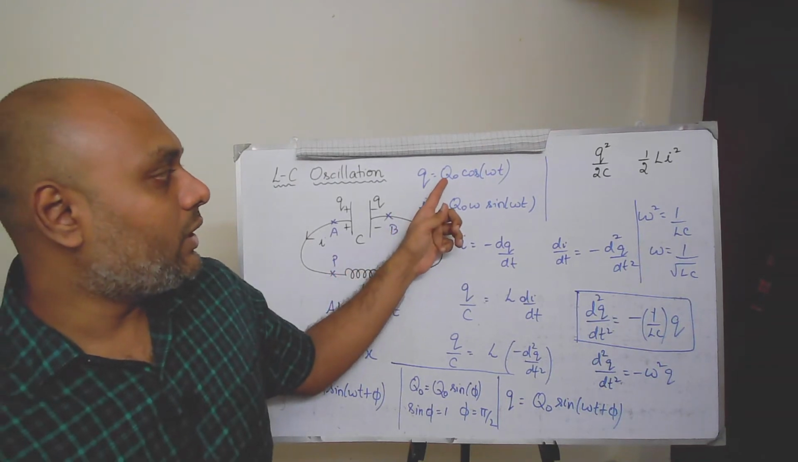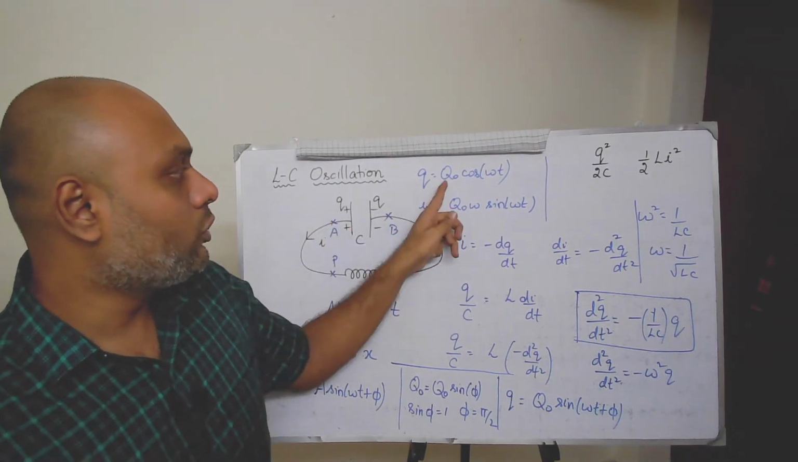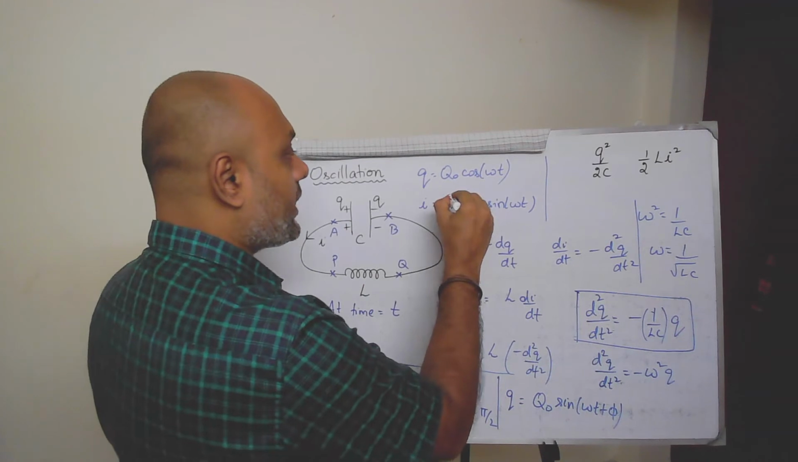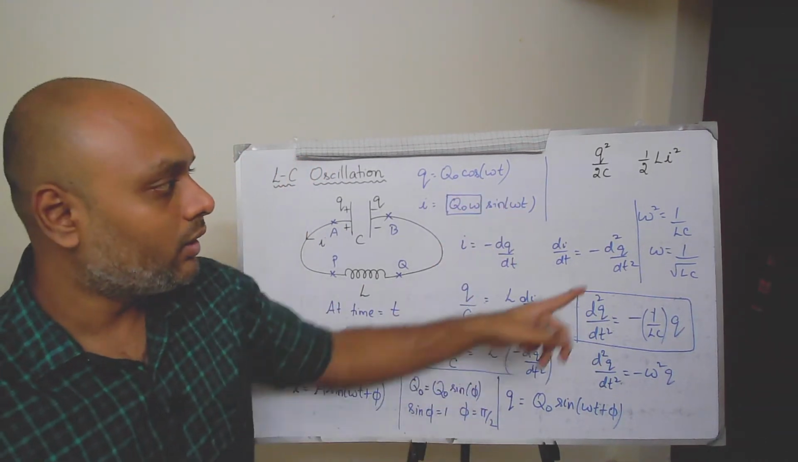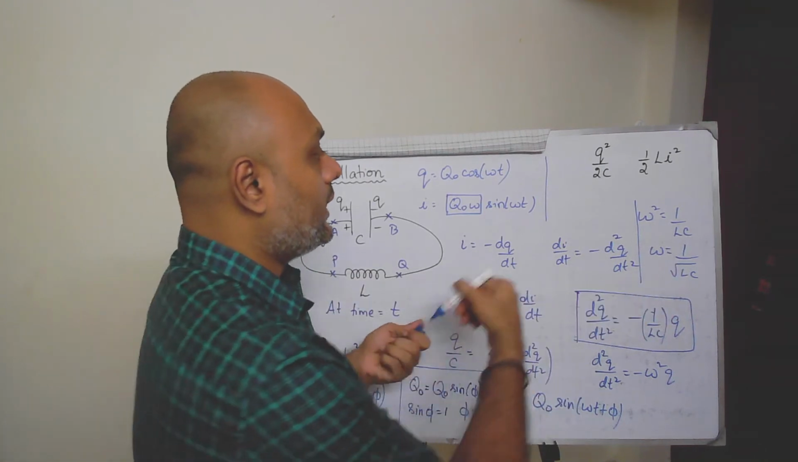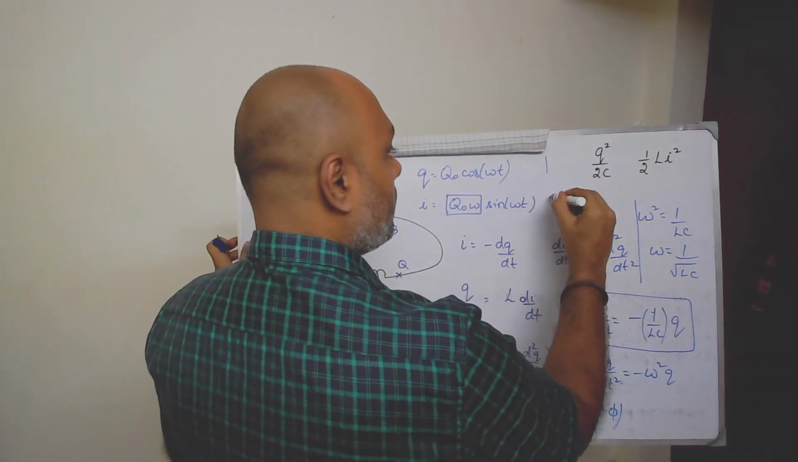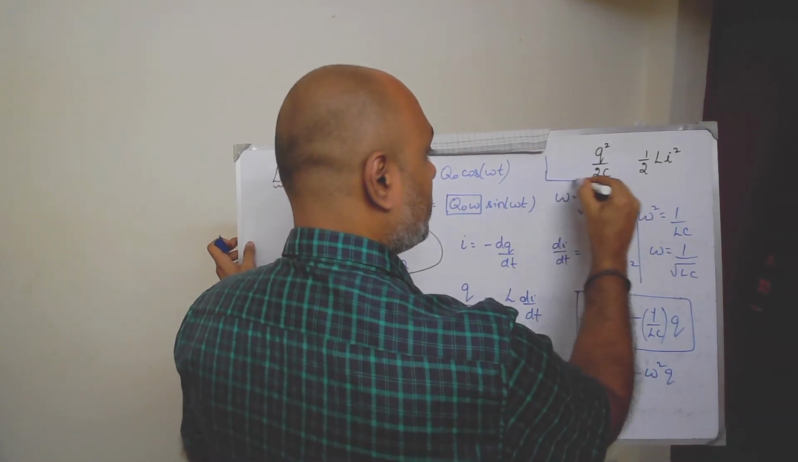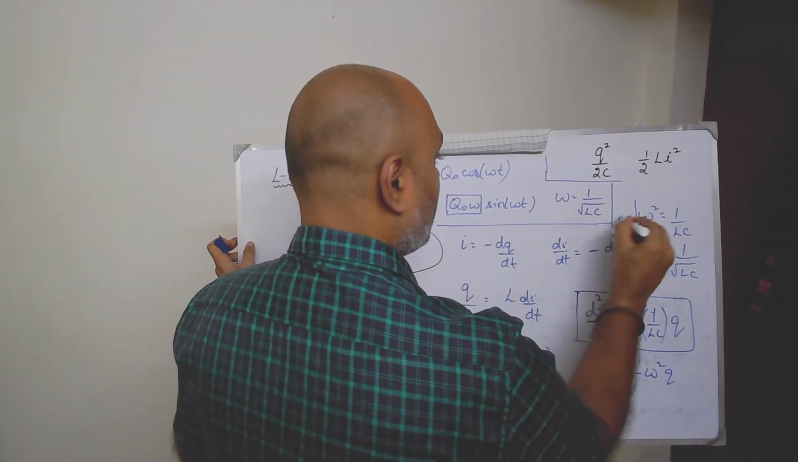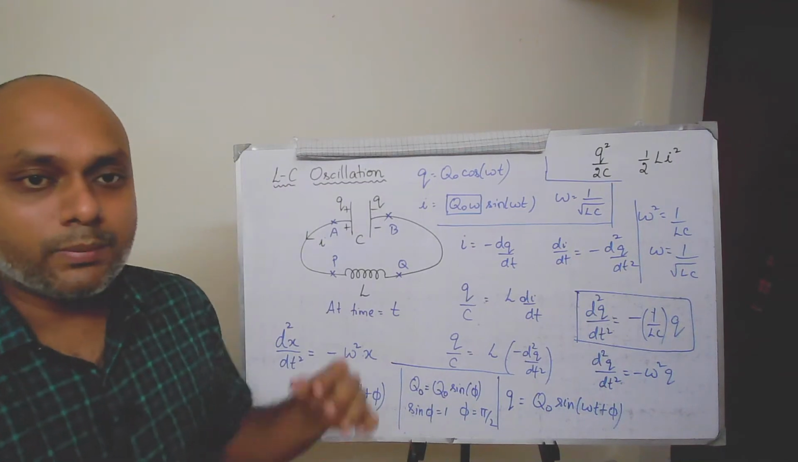So you see that the peak value of charge, the maximum value of q, will be q naught, whereas the maximum value of current, this one I naught, will become q naught times omega, where omega is 1 by root LC, the angular frequency of oscillation of the LC circuit. Okay, so these are the mathematical formulations.